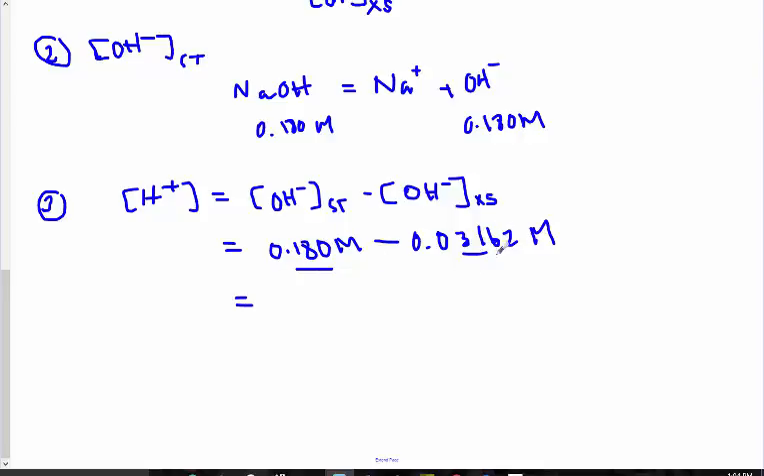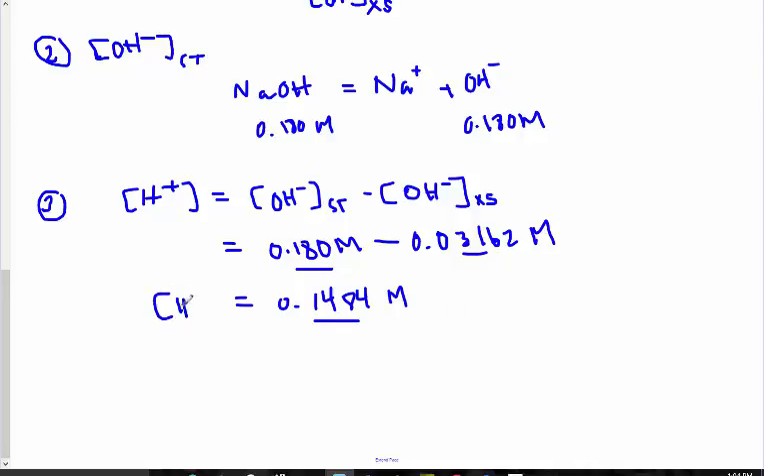And so this is going to come out to be equal to 0.1484. Again, I'm not rounding yet, just keeping track of sig figs, and I'm going to be allowed to go to 3 decimal places, so up to the 8 there. And this concentration is equal to the amount of H plus that was present.